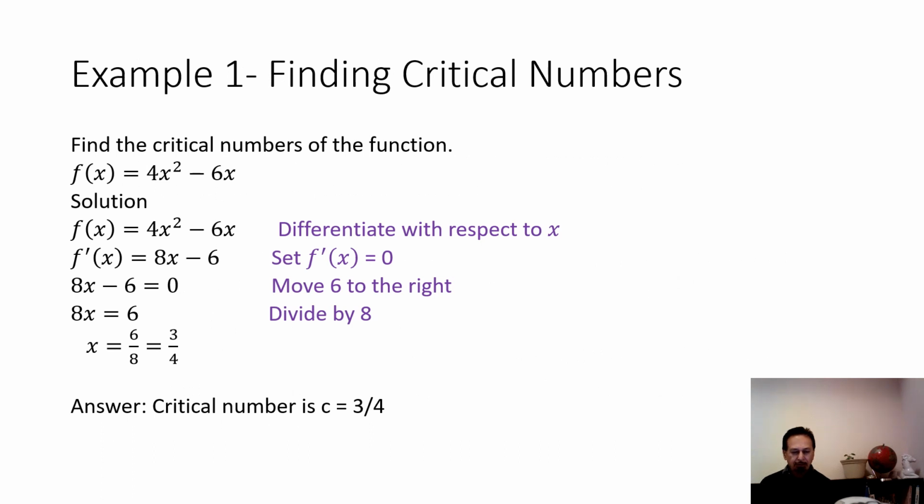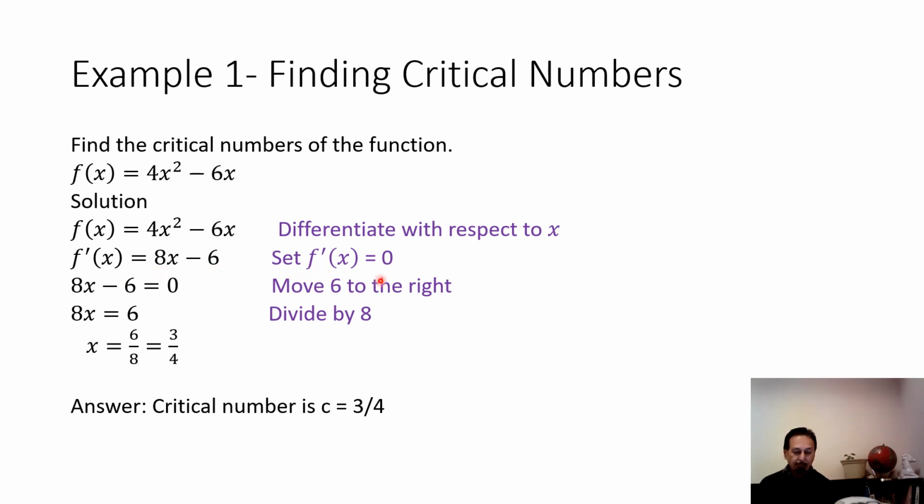So let's do an example. Example 1. We're going to find the critical numbers of the function f of x equal to 4x squared minus 6x. So the first step is we write f of x equal to 4x squared minus 6x and then differentiate with respect to x. Well, f of x becomes f prime of x, and then 4 times 2 is 8x, and the derivative of 6x is 6. So we have f prime of x equal to 8x minus 6.